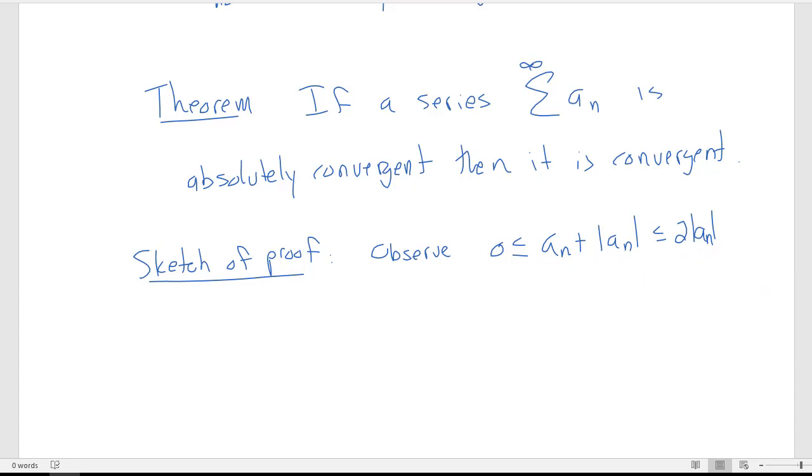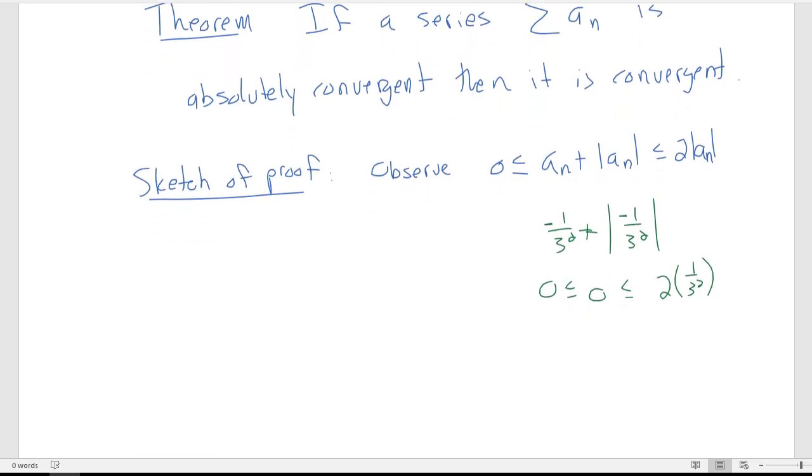And just as a quick little example here, let's say I'm looking at negative 1 over 3 squared, and I look at the absolute value of negative 1 over 3 squared. This is going to be positive 1 over 3 squared plus negative 1 over 3 squared, which is 0. So that is definitely greater than or equal to 0. And of course, it's less than or equal to 2 times the absolute value of the term, 1 over 3 squared.